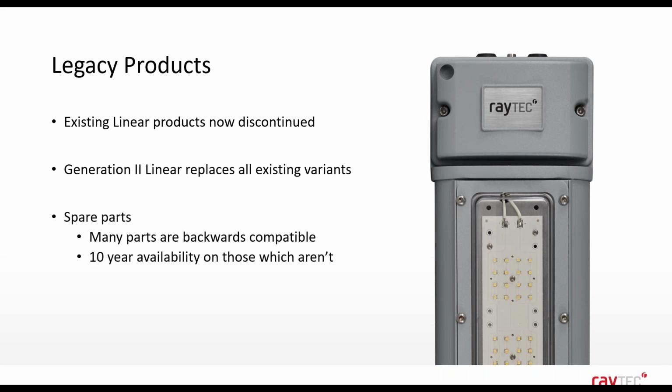In terms of spare parts, many of the parts on the Generation 2 version are backwards compatible with the Generation 1 Linear, but for any which aren't, such as those new power supplies which have been redesigned and enhanced, there is a 10-year availability, so we'll continue to support customers who have Generation 1 products in the field for any spares which may be required.